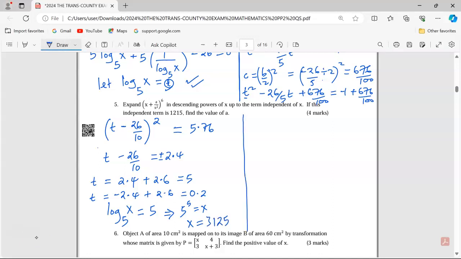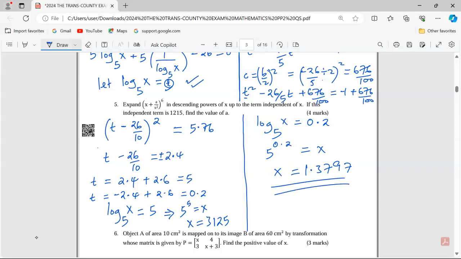Or we can still get another value of x. The log of x to base 5 equals 0.2. So we can say 5 raised to 0.2 equals x. The value of x becomes 1.3797. So this is the value of x. This is another value of x.